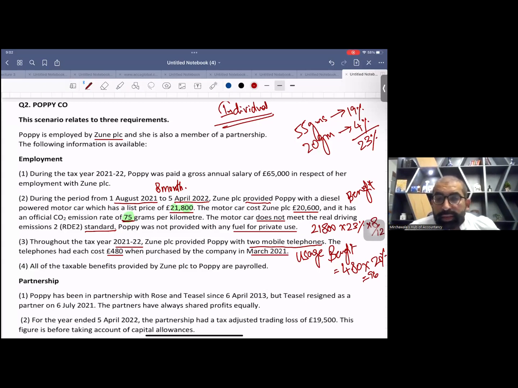Now, the fourth line is again the free marks. Don't sleep. All of the taxable benefits provided by Zoom are payrolled. See this. This is very important.